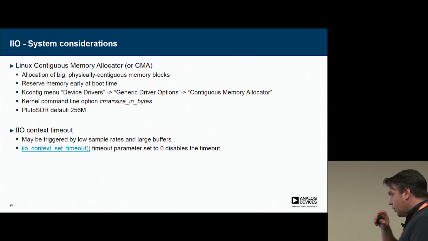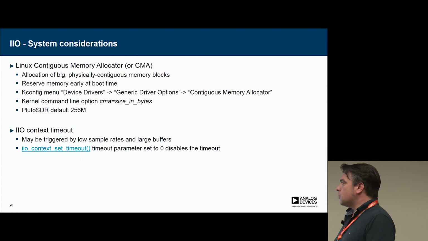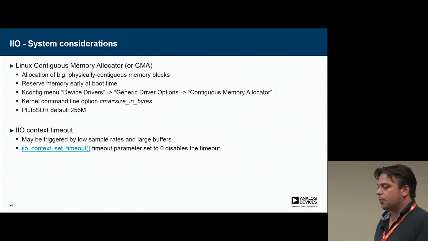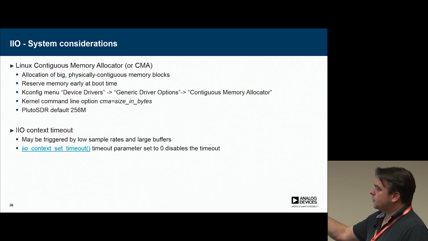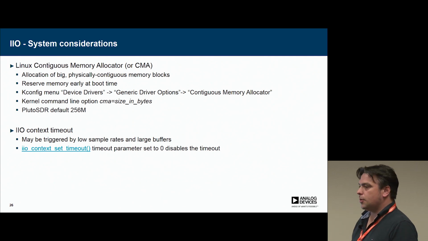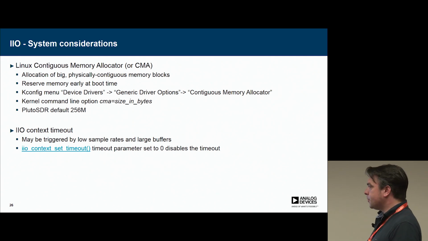Linux uses a contiguous memory allocator to allocate big blocks early at boot time. And there is a limit. But the limit can be changed. For example, on Pluto, we set the limit to 256 megabytes, but you can even increase that further. That's the amount of DMA-able contiguous memory that's available to your system.